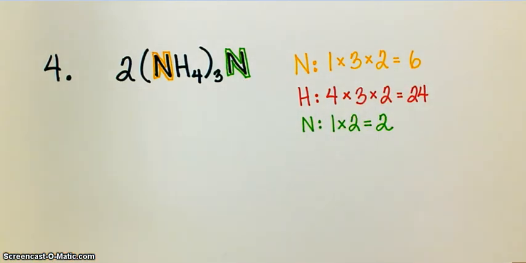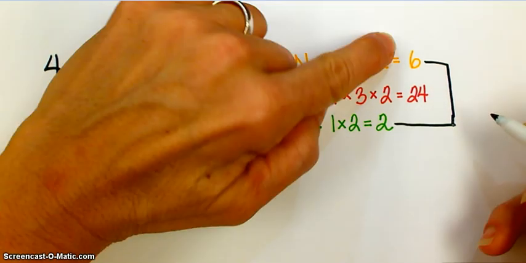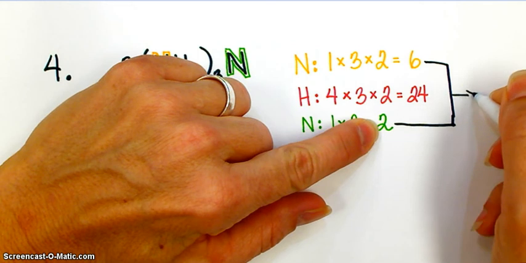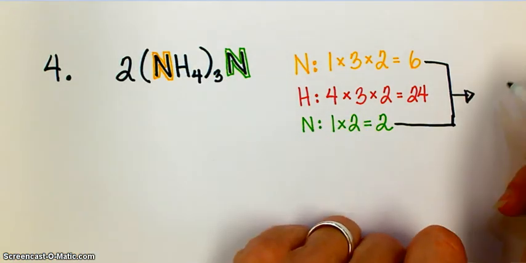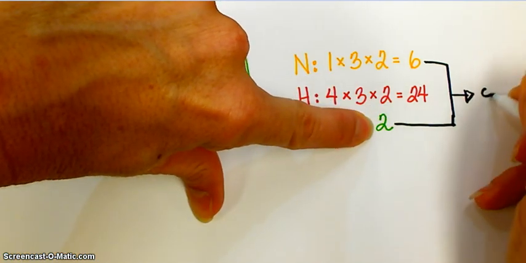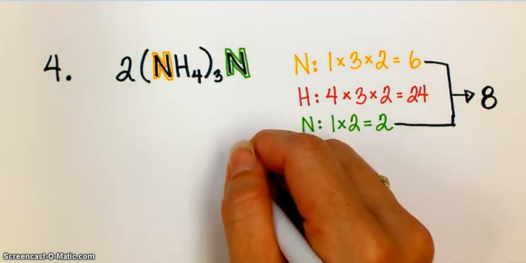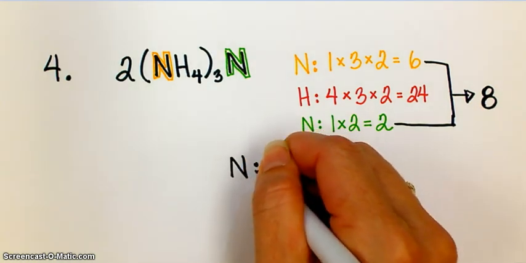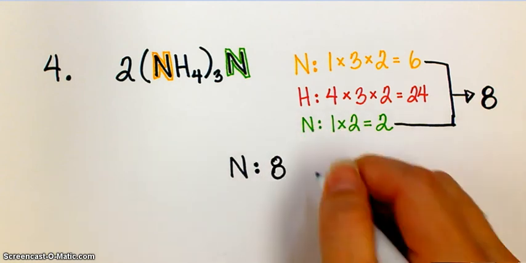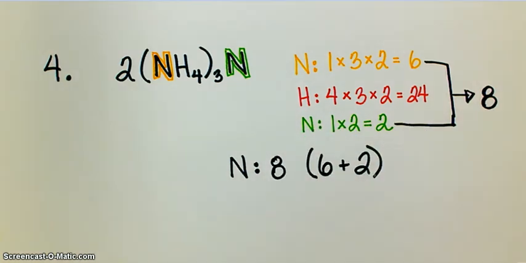Now, I have nitrogens from here and nitrogens from here for a total of how many nitrogens? I have 8 nitrogens. Everybody got it? Okay. So, nitrogens, I've got 8 because it's 6 plus 2. Hydrogens, I have 24.